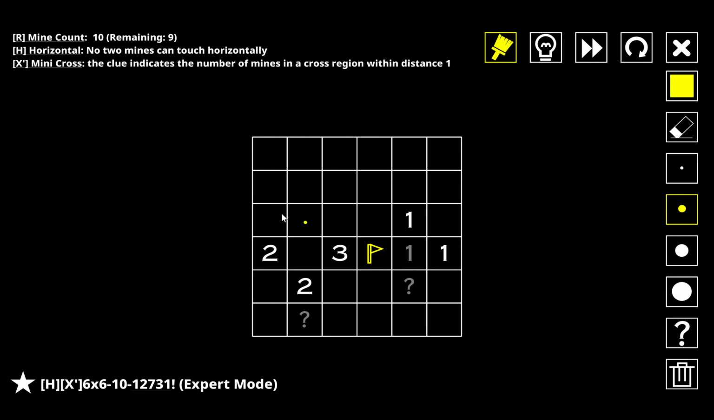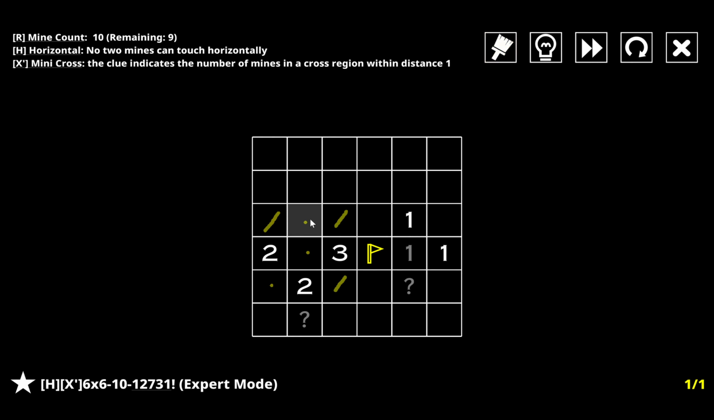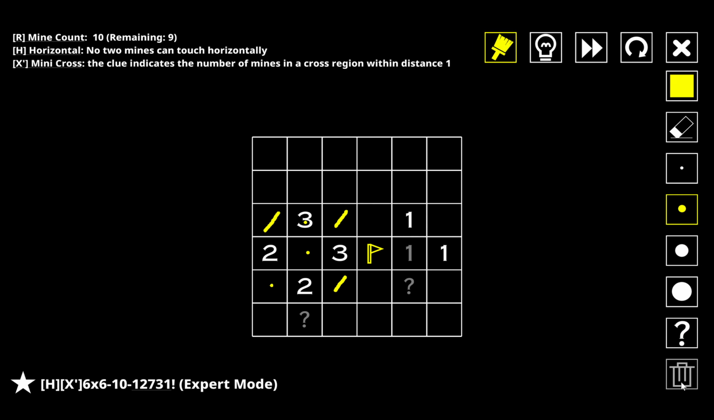Okay, one thing we can notice is if we put a mine here, there cannot be mines in either of these positions, right? And that finishes off this 2 as well, which then will finish off that 2, but we can see the 3 doesn't have enough mines around it. So we know there cannot be a mine there, and there we are. Okay.